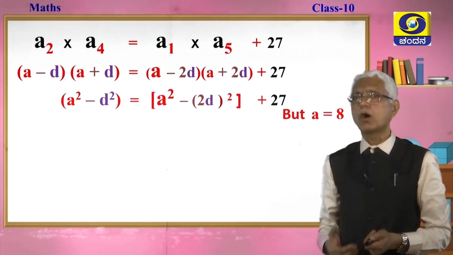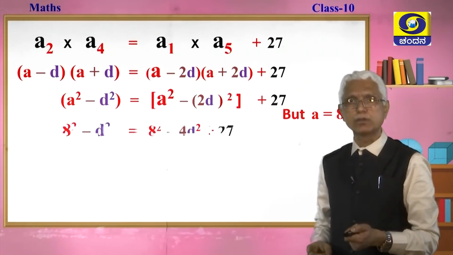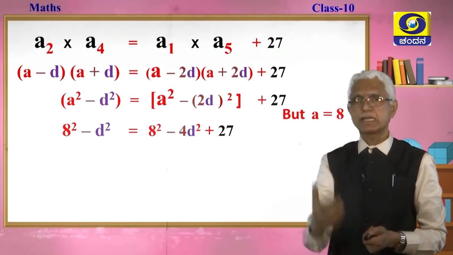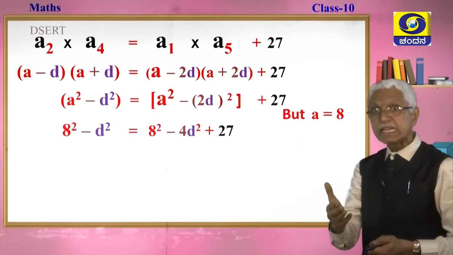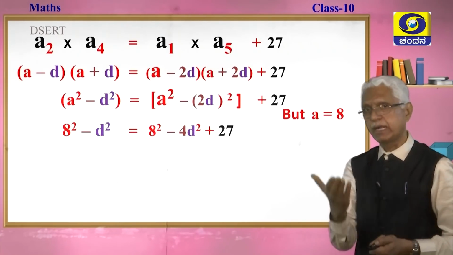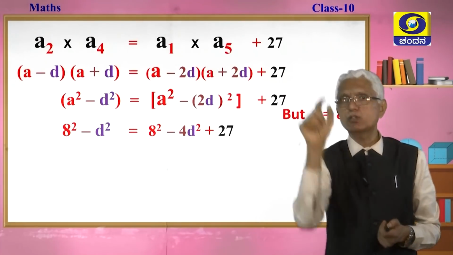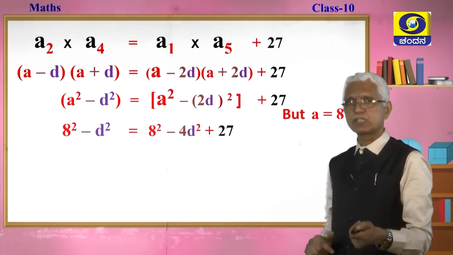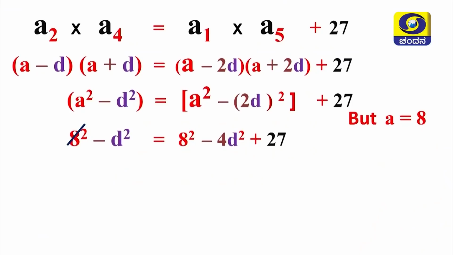Simplification. But you know already a is 8. You have already found out. Substitute: 8 square minus d square is equal to 8 square minus 4d square plus 27. Where did I get that 4d square? 2d whole square becomes 4d square. Now, 8 square on the left hand side and 8 square on the right hand side get cancelled. Bring minus 4d square to the left hand side, it becomes plus 4d square. Minus d square is already there on the left hand side. So, 4d square minus d square is equal to 27, correct?